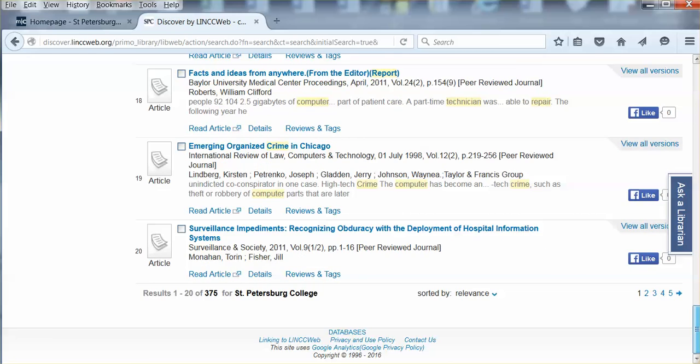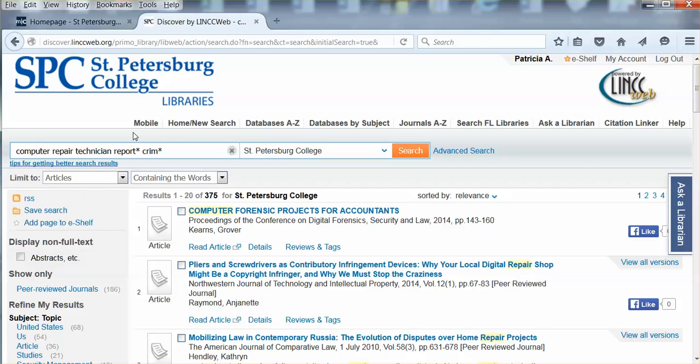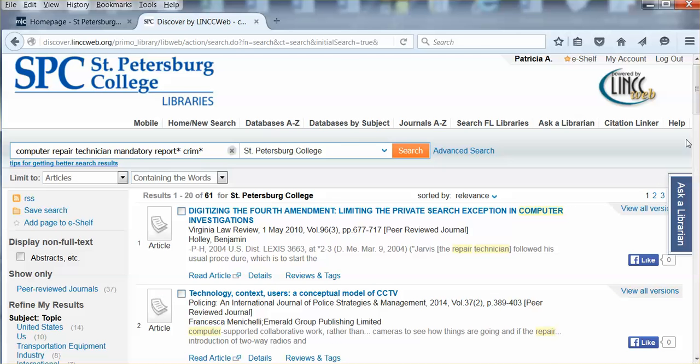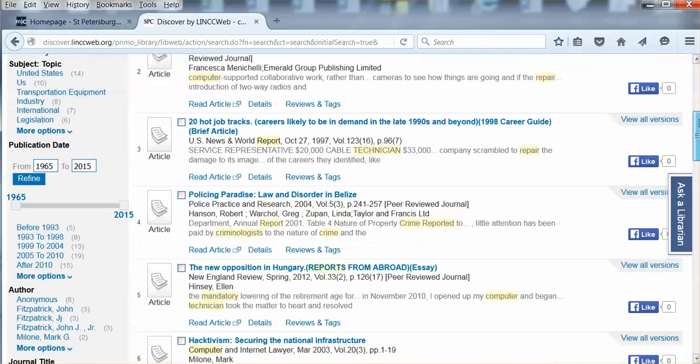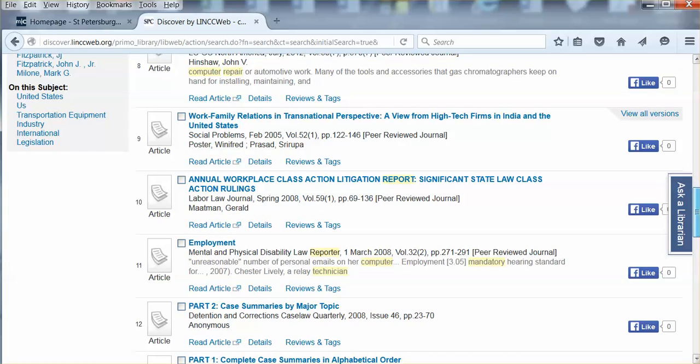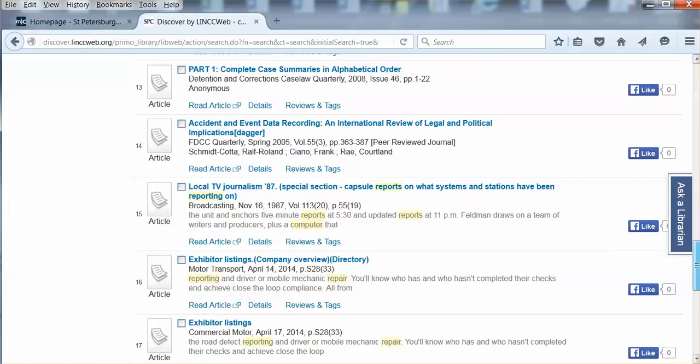If we're not doing too well with that, let's change our search strategy a little bit. This time, let's put in mandatory reporting and see if we have any luck. I'll put a space between technician and mandatory. We'll see if we get anything on those search words, and we can scroll down and look at the results. So far, I'm not seeing anything too strong with that search.